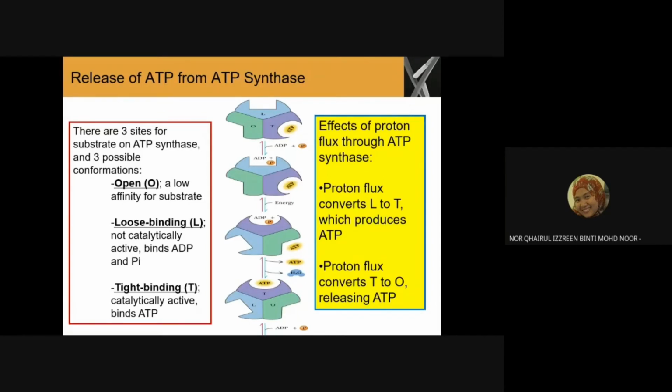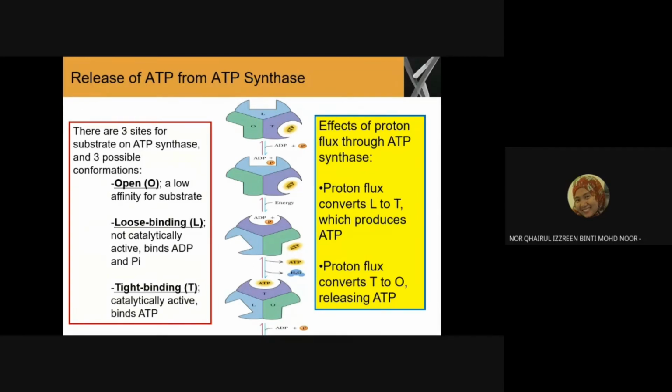What happened is, whenever it is in T form, there's a formation of ATP. But the formation of ATP is catalytically bound. It doesn't release the ATP yet. So for the second figure there, ADP plus phosphate (P) in L form changed conformation to T, the tight form, so it can become ATP.